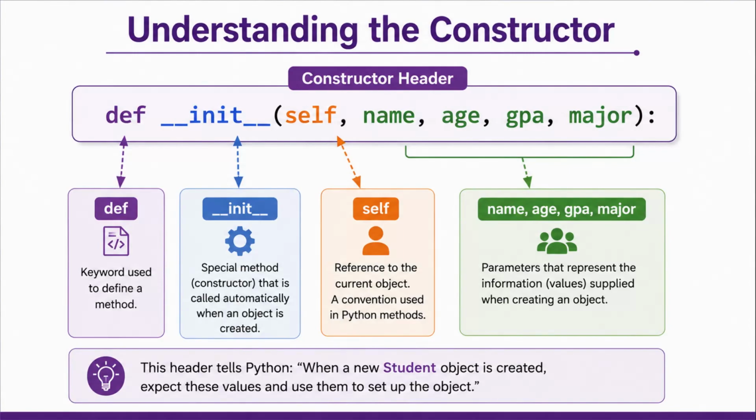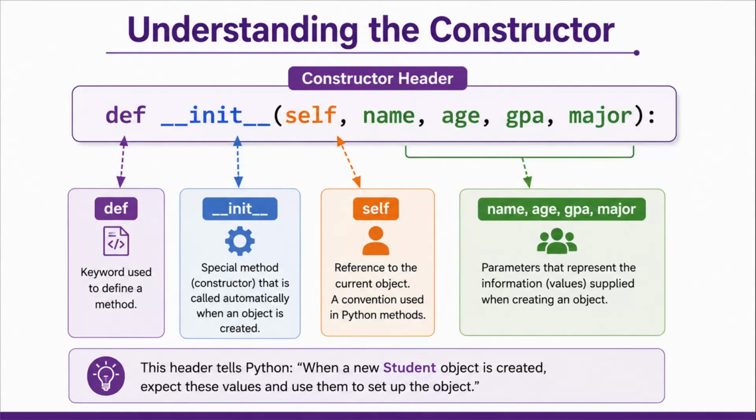Next, notice the unusual name. __init__. The double underscores before and after the word init are part of the name. This is a special method recognized by Python. Whenever an object is created, Python automatically calls this method. For now, you can simply think of __init__ as the constructor.